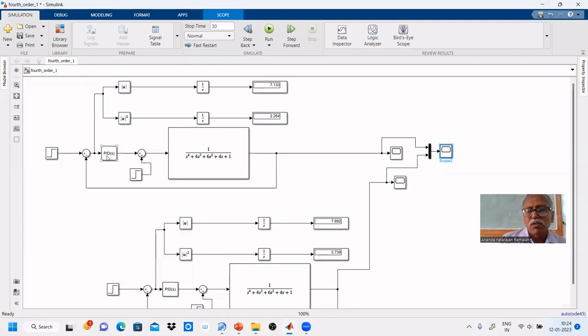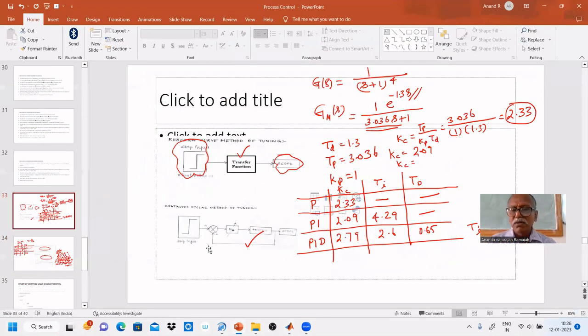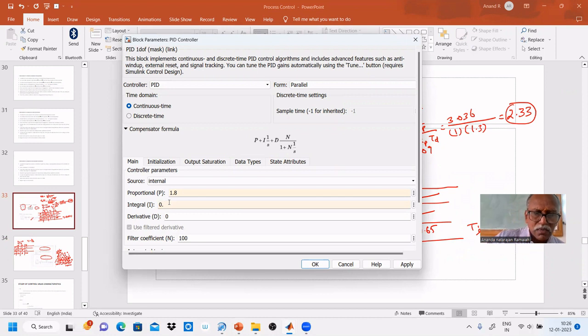Now let us do the PI controller. Here we have to enter the tuning parameters of the PI controller. For the method of tuning, reaction curve method, what is the tuning parameter here? You have to enter the reaction curve method values. The integral value is 2.09 divided by 4.29. How much? 0.48. Am I correct? 0.48. Okay. No derivative.